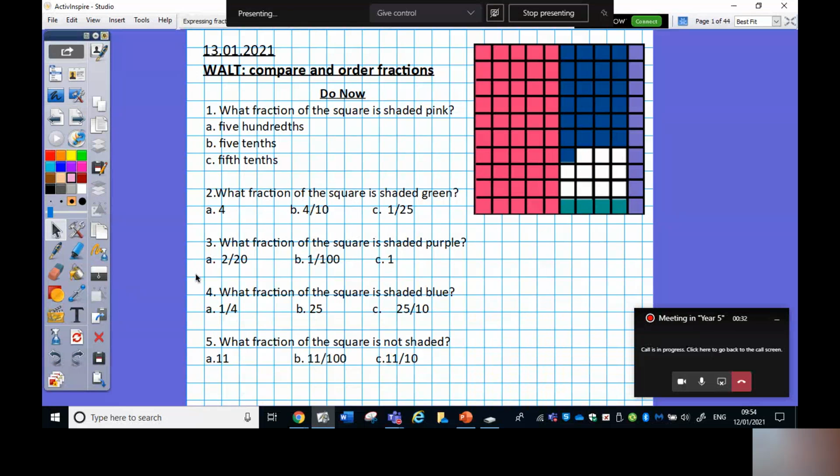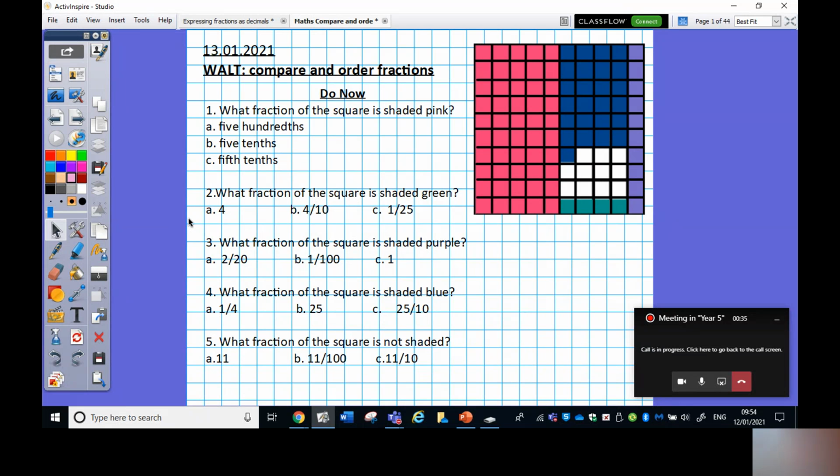Good morning, Year 5, and welcome to Maths Today. We are going to be comparing and ordering fractions.